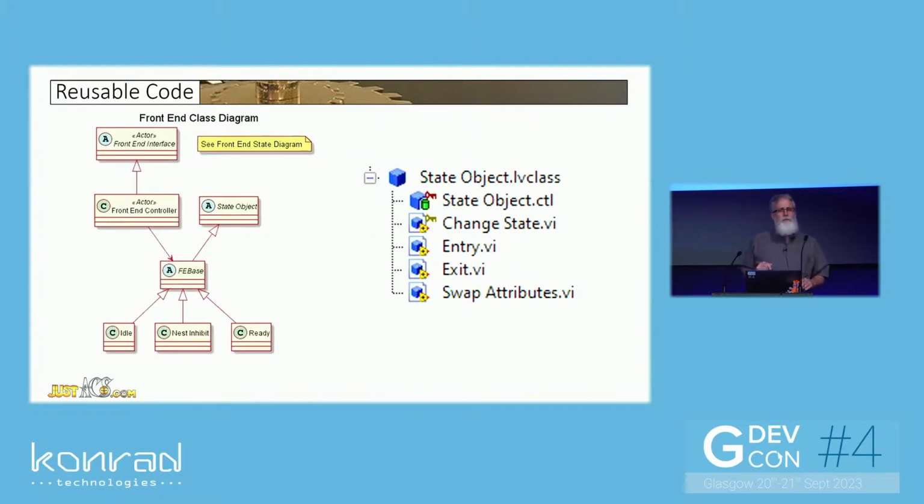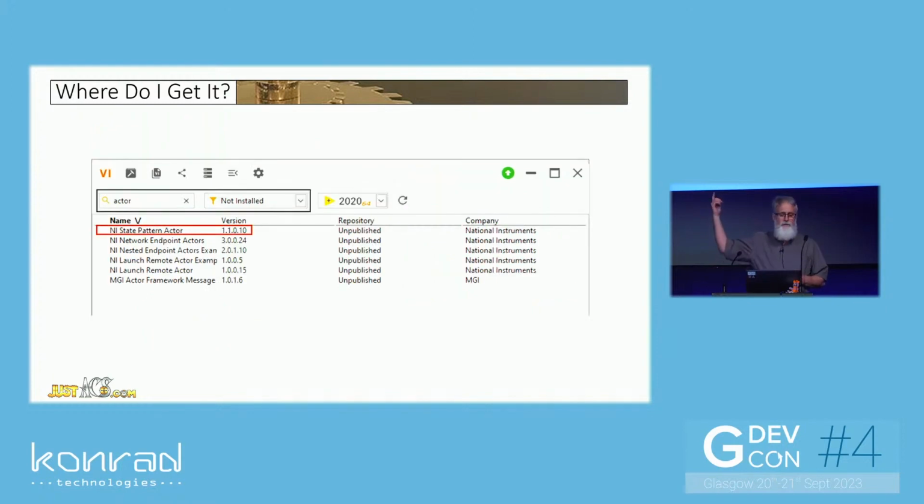State object is a piece of reusable code. I've used some variant of this for several years now. I only have the one that's for Actor Framework, but if you download the one for Actor Framework, NI state pattern actor, you can change that to not inherit from Actor and you're good to go. But that's what template method is. That's an example of it.